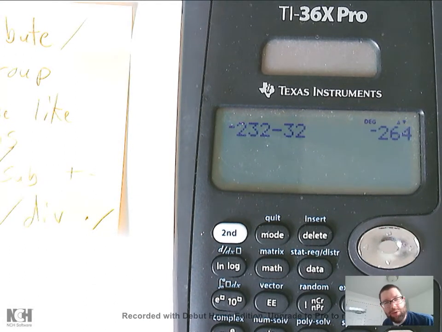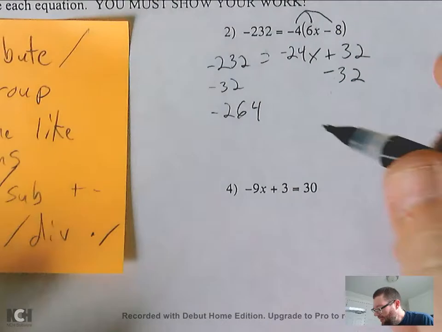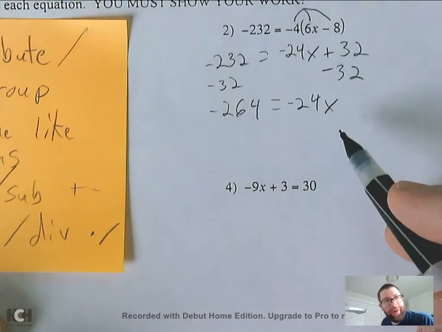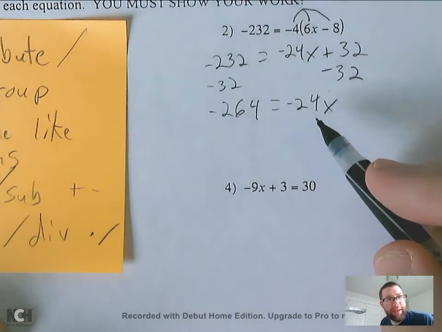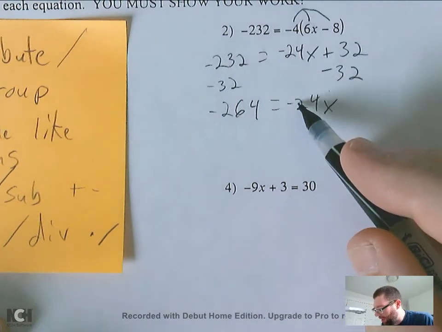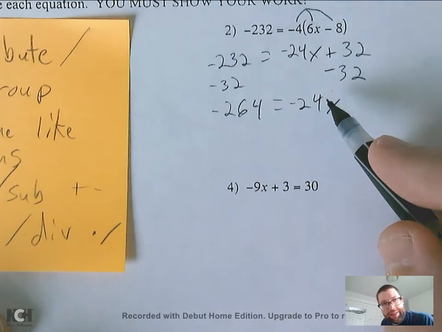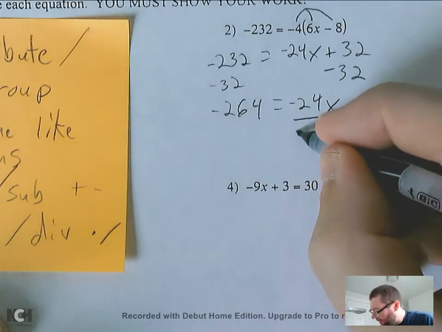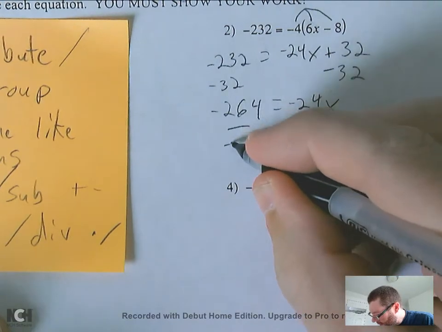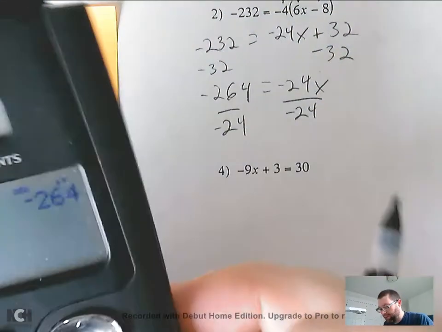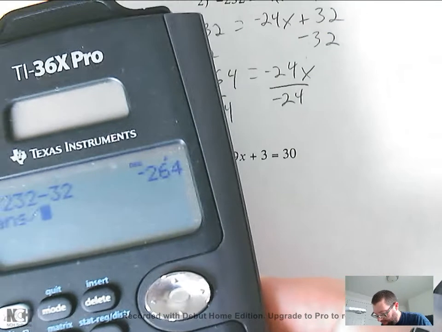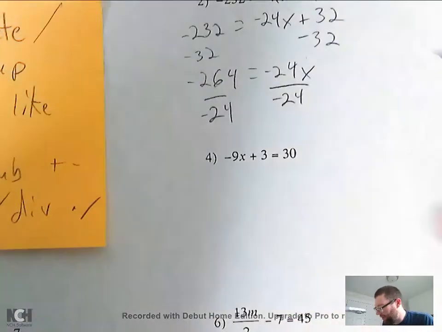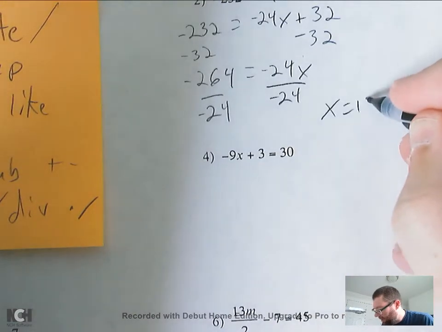And you'll get negative 264, right? Okay, then that's still equal to negative 24x. Now, another error that students make on this test is they don't understand what happens when you have a number right next to a variable like this. This is multiplying. So to undo a multiply, you have to divide by negative 24. Negative 264 divided by negative 24 is positive 11. So x is equal to 11.